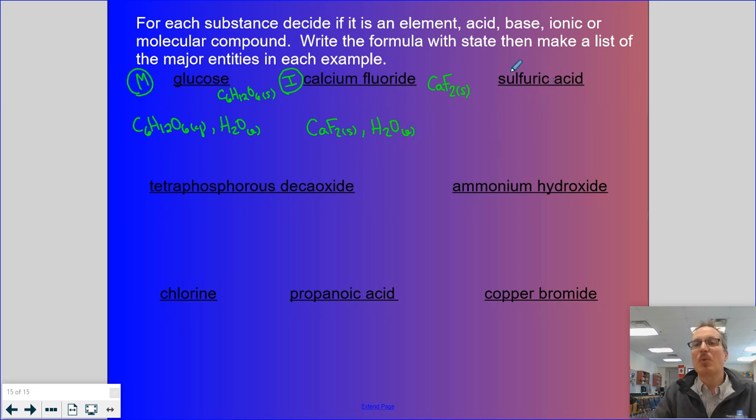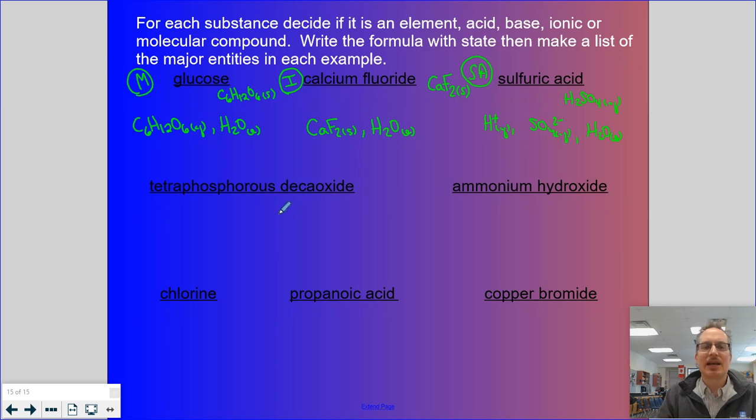Sulfuric acid. We know that's an acid, so we're going to check our acid chart. Again, it's above the hydronium ion, so this is called a strong acid. So I can just copy this off my chart. H2SO4, aqueous, like all acids. Because it's a strong acid, it will ionize into its ions. So hydrogen ions and sulfate ions, and of course, water.